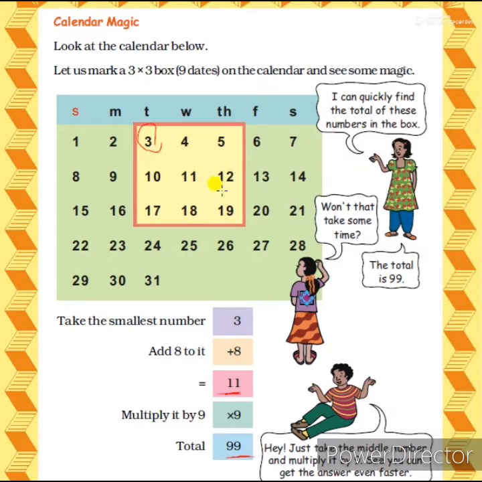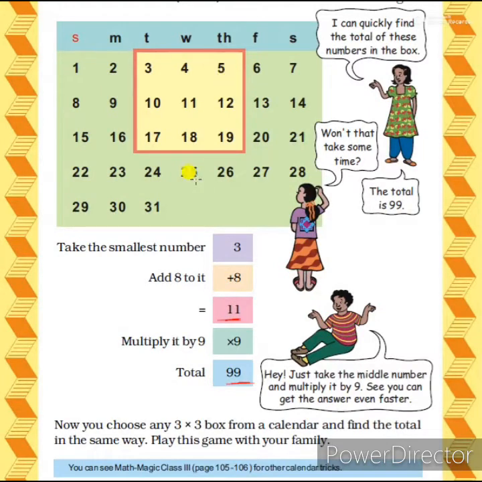Another easy method is to take the middle number, 11. Then multiply that 11 by 9. 11 nines are 99. This is another method of finding the sum of these numbers, a very easy method. Now we can choose any other 3 into 3 box.